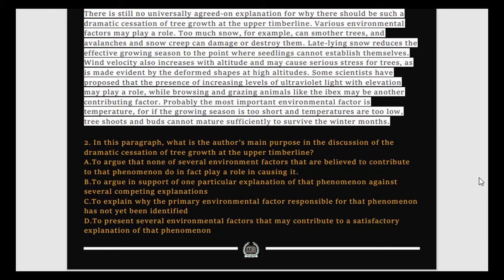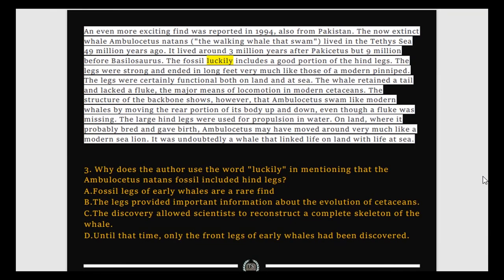Yes, exactly. This is exactly what the author was trying to tell us. Now, we have the third question. Stop the video and try to solve it. Okay, why does the author use the word luckily in mentioning that Ambulosaurus natans fossil included hind legs?